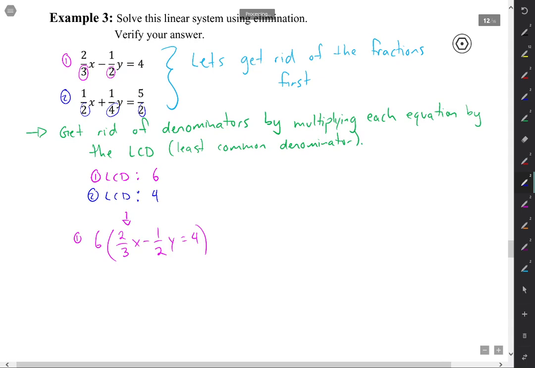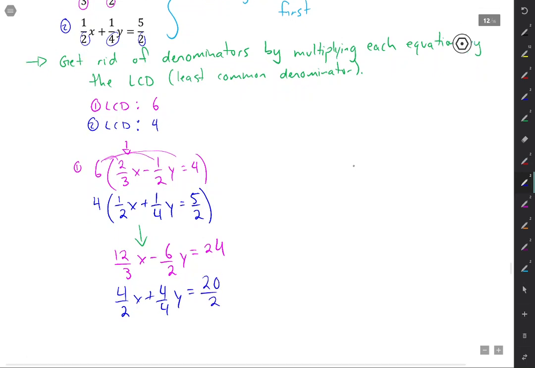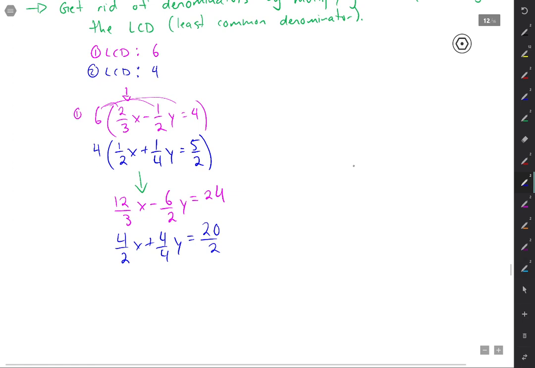And then we're going to multiply our second equation by 4. So we're going to have 4 times 1 over 2x plus 1 over 4y is equal to 5 over 2. So from there, this is what it's going to turn into. We have to distribute these numbers into the brackets. So we are going to have 12 over 3x minus 6 over 2y is equal to 24. And then for the second one, we are going to have 4 over 2x plus 4 over 4y is equal to 20 over 2. And now in the next step, we are definitely able to cancel out those denominators.